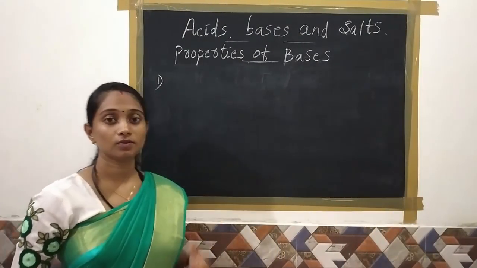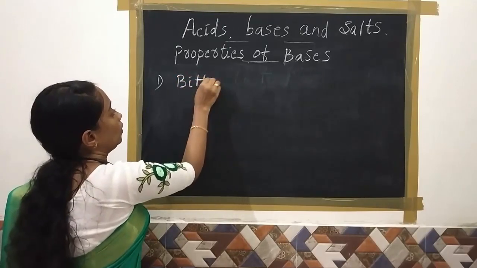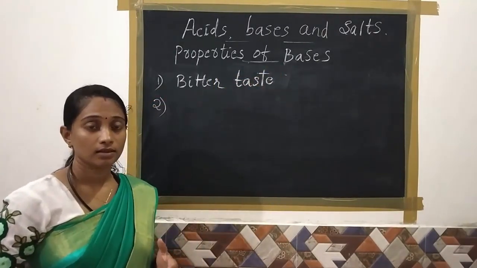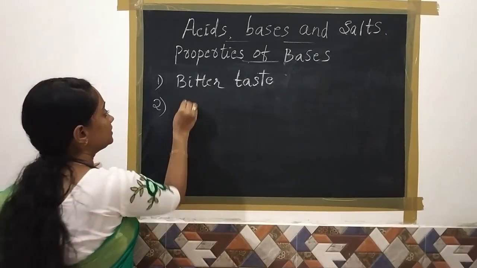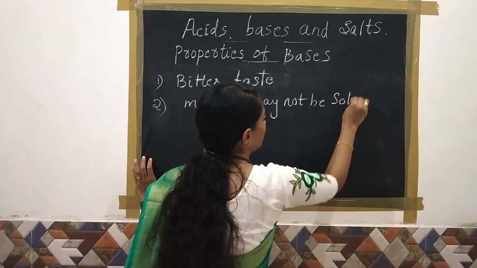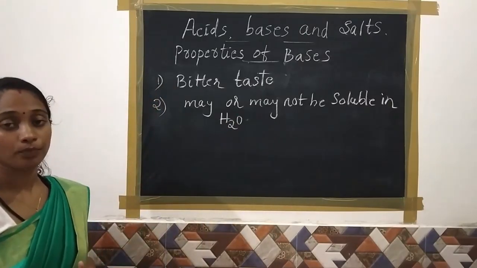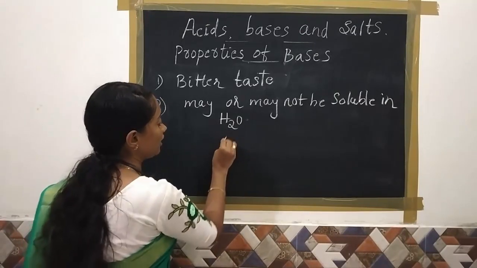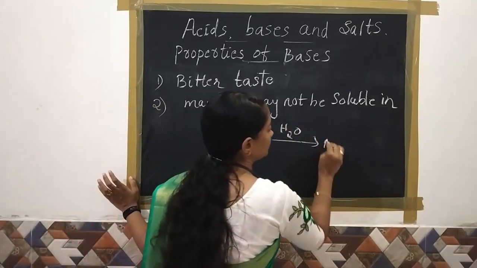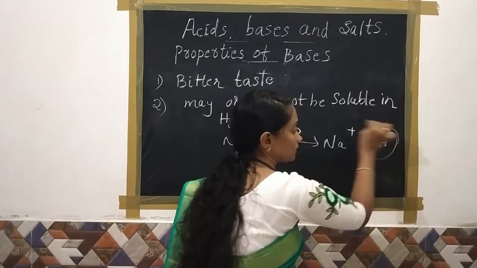And the second topic, the properties of bases. The first property: all bases are bitter in taste. The second property: bases may or may not be soluble in water. When bases are dissolved in water, they produce OH minus ions. For example, sodium hydroxide, when it dissolves in water, produces two ions, Na plus ions and OH minus ions. This OH minus ion is named hydroxide.